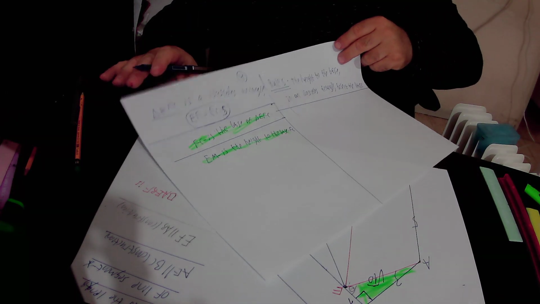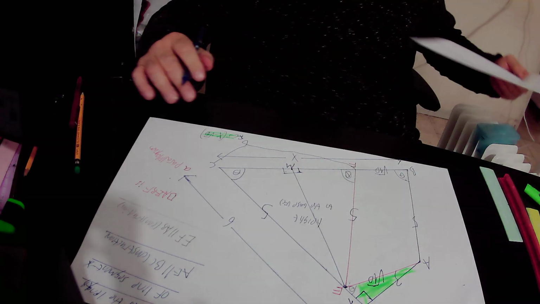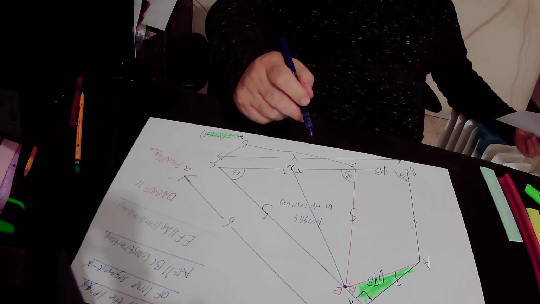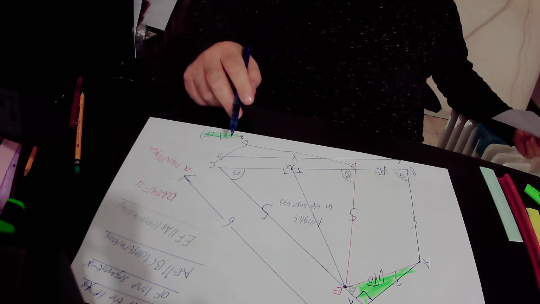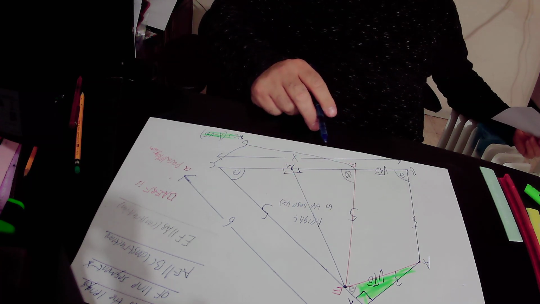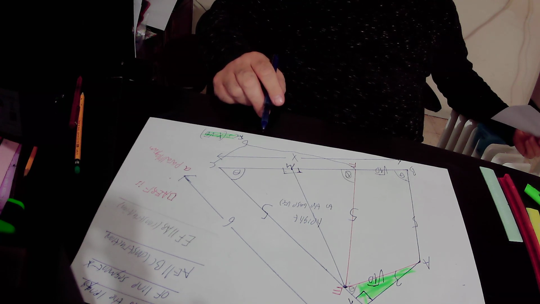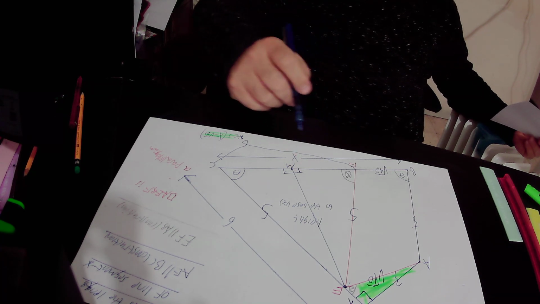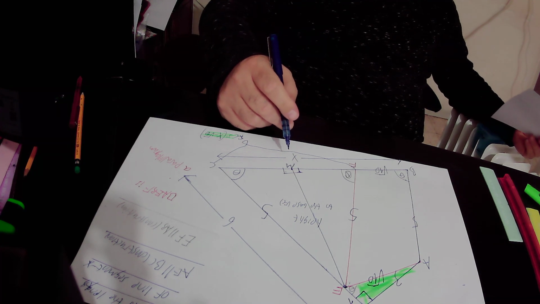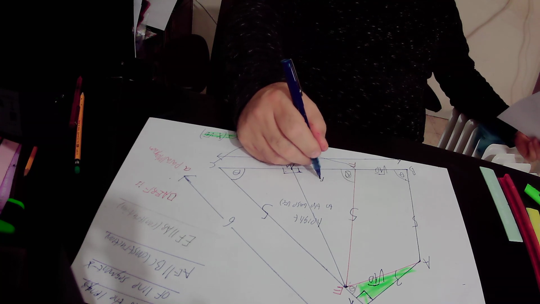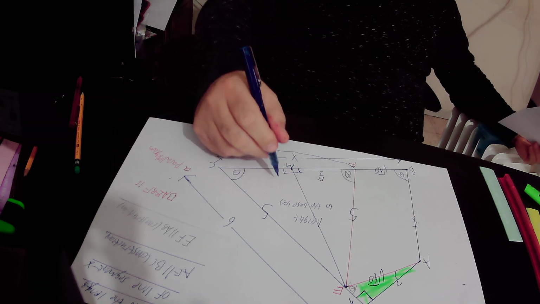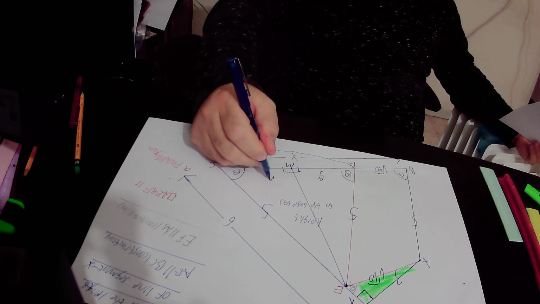So actually here, we'll focus on triangle EFC. Here, according to rule number 5, the height EM to the base FC bisects the base FC. It means that it divides the base into two equal parts. So if this part equals FC over 2, then this part will also equal FC over 2.